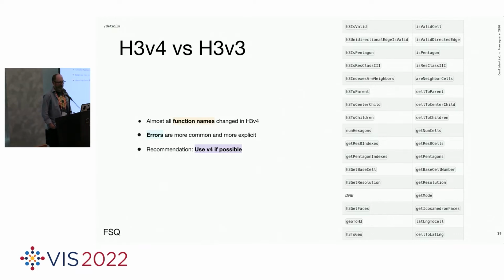The main reason for this change was clarity and consistency because we had a lot of confusion with users with our older function names. But keep in mind that when you see H3 code, you may be looking at H3v3 function names and have to map them to H3v4. The recommendation is to use v4 if at all possible, which it should be unless you have to work with something that's using the legacy version.